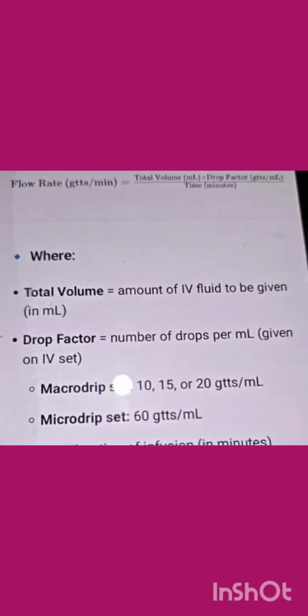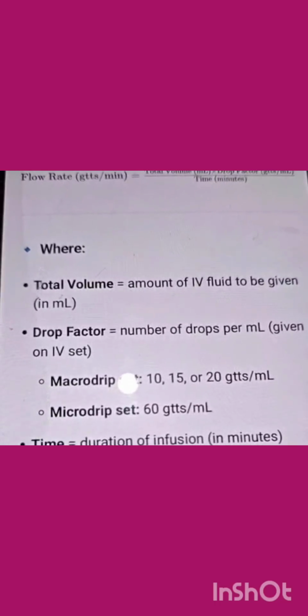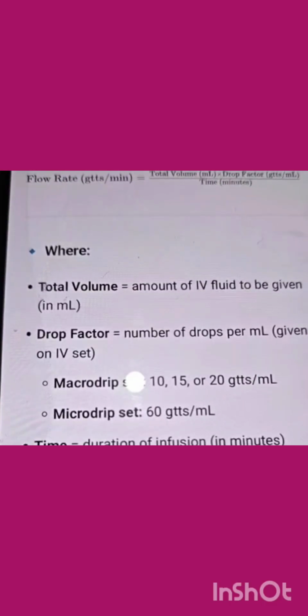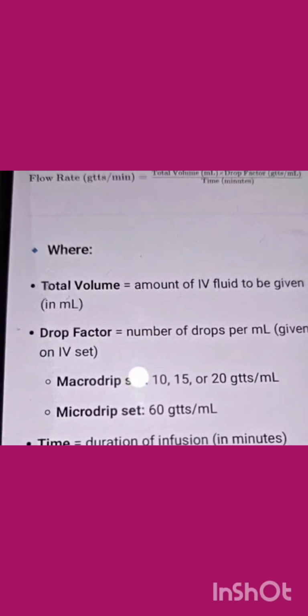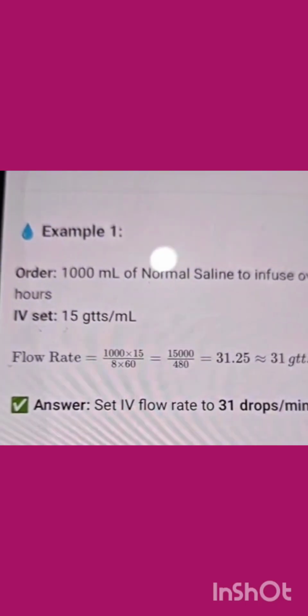Next is time. Time should be calculated using minutes. Suppose if it is 1 hour, we can't calculate using 1. It should be converted into minutes. For example, 1 into 60, 60 minutes. Now let's see an example of how to apply this formula.